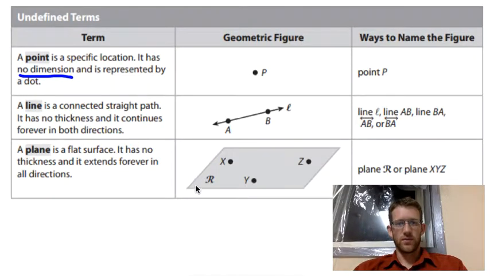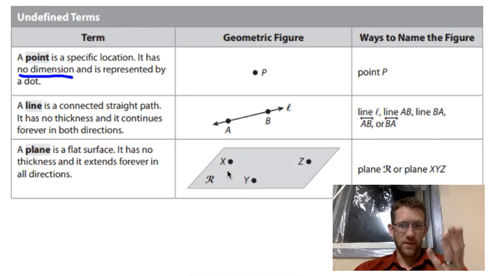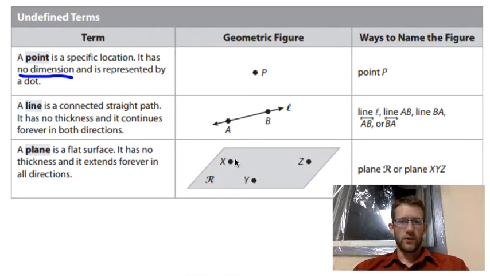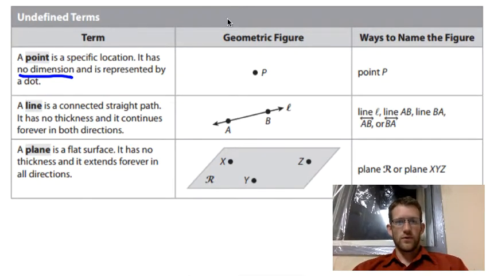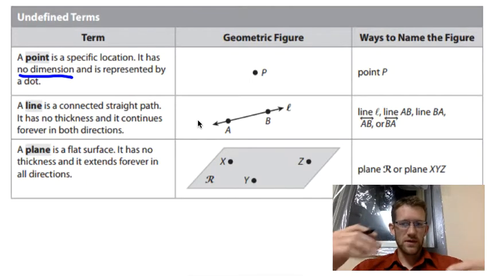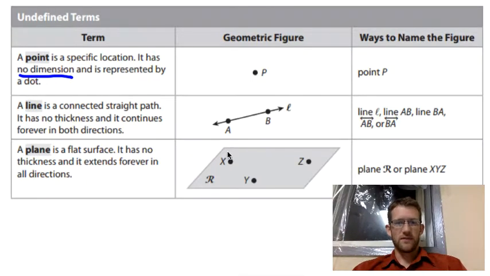So this is called plane R, and it can be defined by any 3 points in the plane. Once you have 3 points, you've defined a plane. So they call this plane XYZ because point X, point Y, and point Z are in that plane. Note here that we have to make a few assumptions just based on the figure.